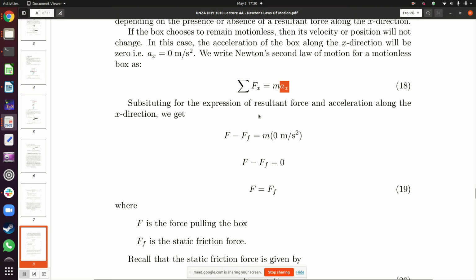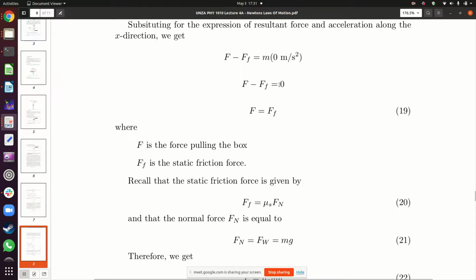Since our box is motionless, our acceleration is going to be equal to 0 meters per second squared. So if you multiply the mass by the acceleration, you get 0 on this side. So you end up with F minus the friction force. This F is the pulling force, the F_f is the friction force. When you take the negative friction force to the other side, you end up with this wonderful expression: the pulling force is equal to the friction force.